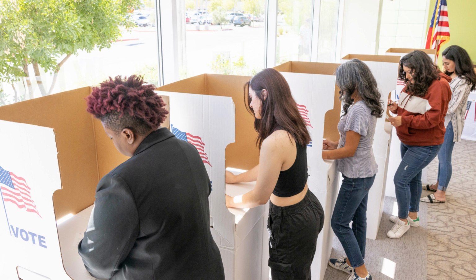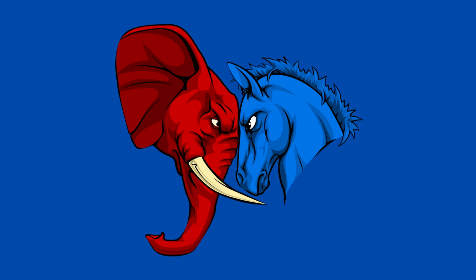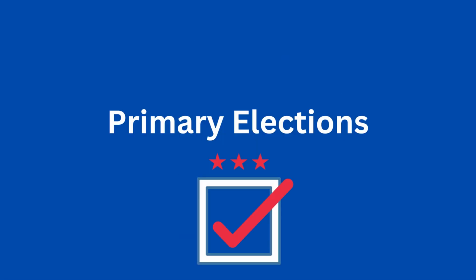The primary process. In the United States, presidential candidates are selected through a two-step process that begins with the primary elections and caucuses. These events are typically held in each state and territory and serve as a way for political parties to gauge the popularity and support of potential candidates. For the 2024 election, the Republican Party and the Democratic Party will conduct their primary elections to determine their respective nominees.